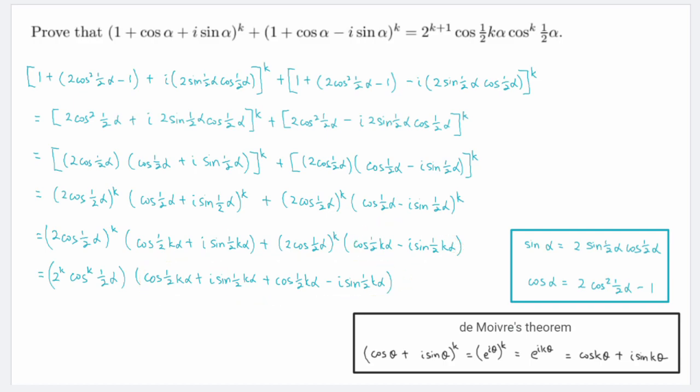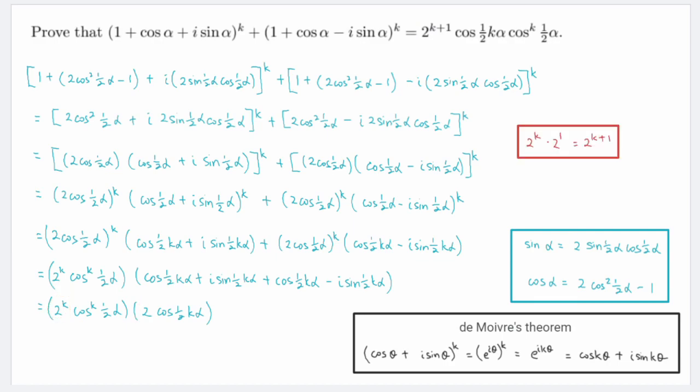Now over here we can see that here we have a i sine half k alpha and a negative i sine half k alpha. So these two together will give us 0. And cos half k alpha plus cos half k alpha will just give us 2 cos half k alpha, which will be something like this. Now if we compare the form that we have over here with the given right side of the equation, so cos to the power of k half alpha, cos half k alpha. The only difference here is they have 2 to the power of k plus 1, whereas over here we have 2 to the power of k multiplied by 2.